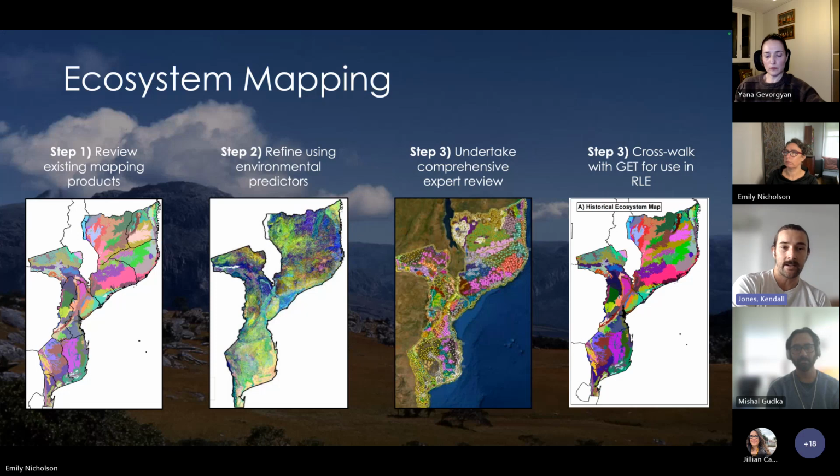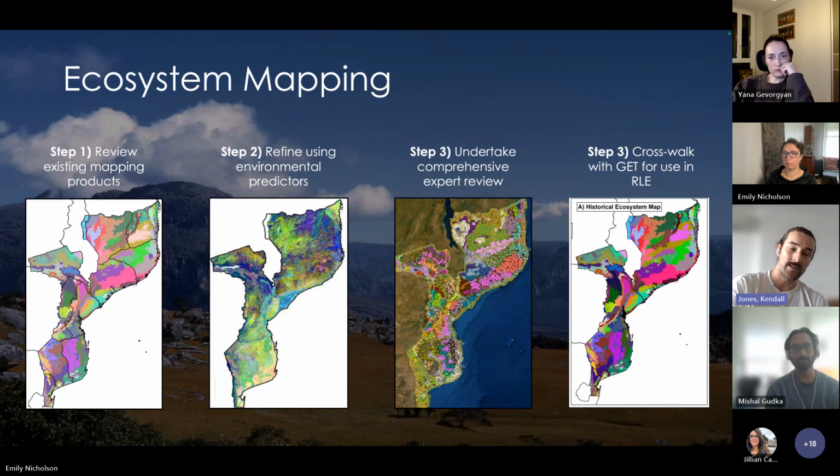In terms of the technical ecosystem mapping and how it aligns with the global ecosystem typology, in Mozambique, we worked with that national Red List working group to do a deep data review of existing mapping products for the country. We came across a bunch of really interesting maps produced in the 1950s, 60s and 70s, which were really robust and useful.